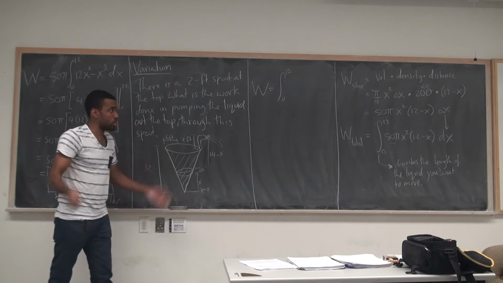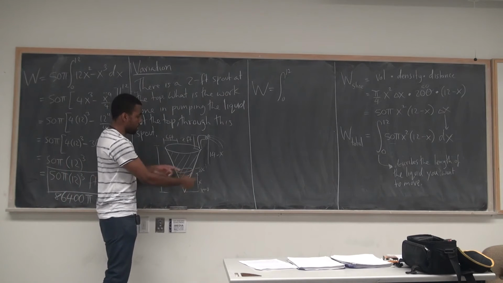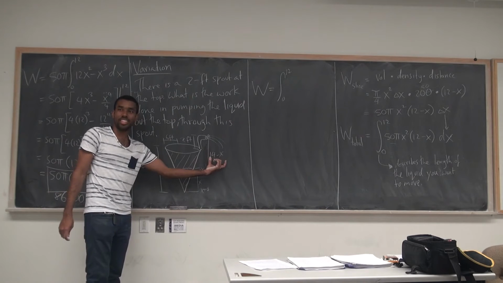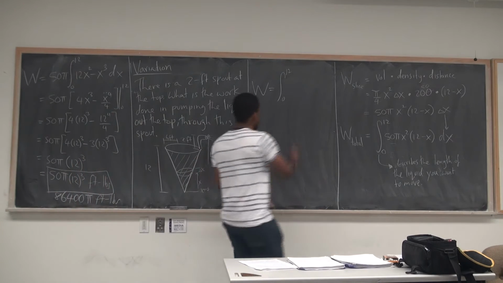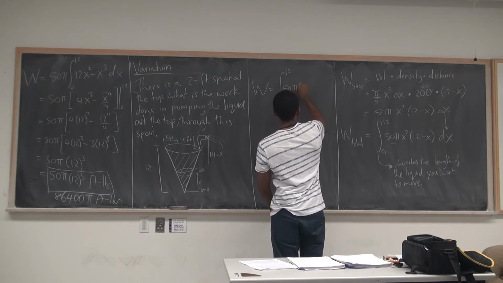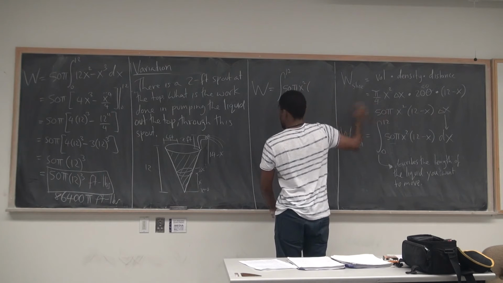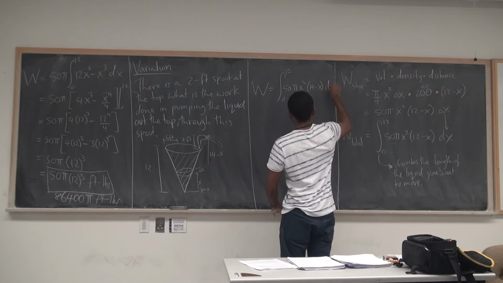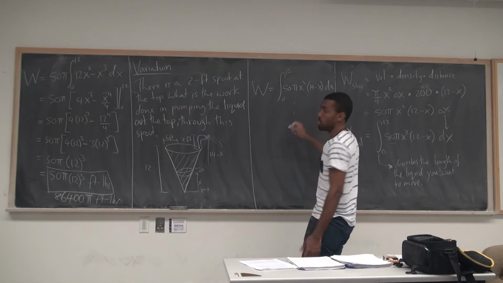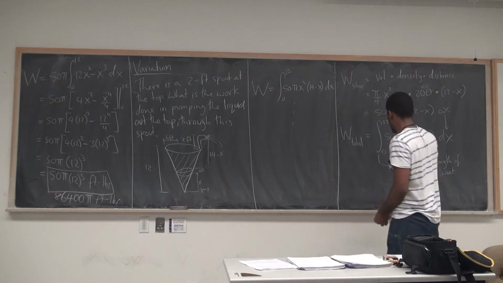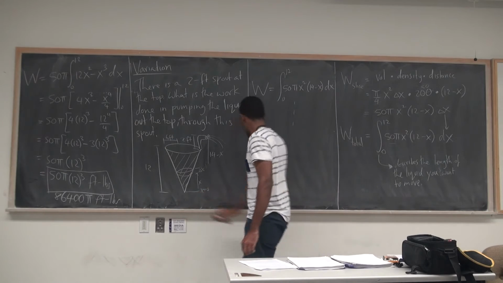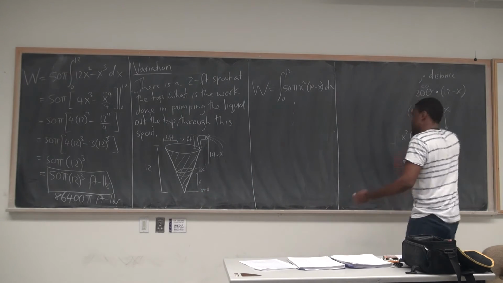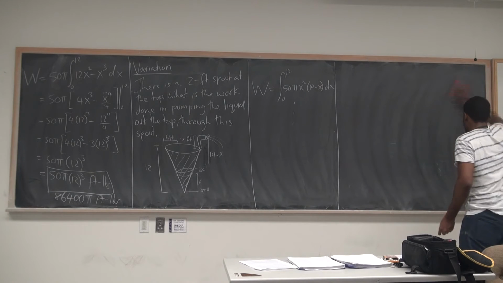The density of the liquid doesn't change, right? The setup for this disc doesn't change. Literally the only thing that changes is the distance that I'm pumping. Literally it's just going to be 50 pi x squared. Instead of 12 minus x, I will now have 14 minus x dx. And I would do that. So you really have to think, what is actually changing?